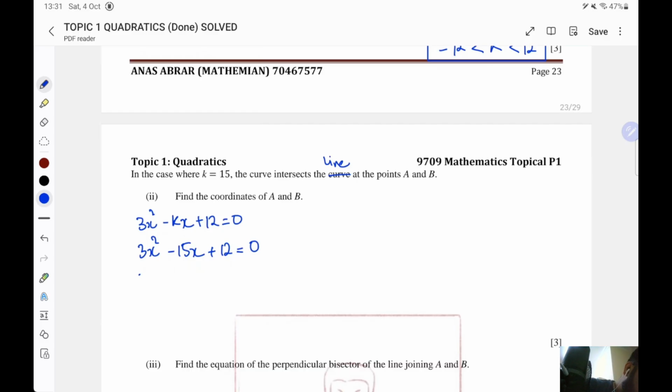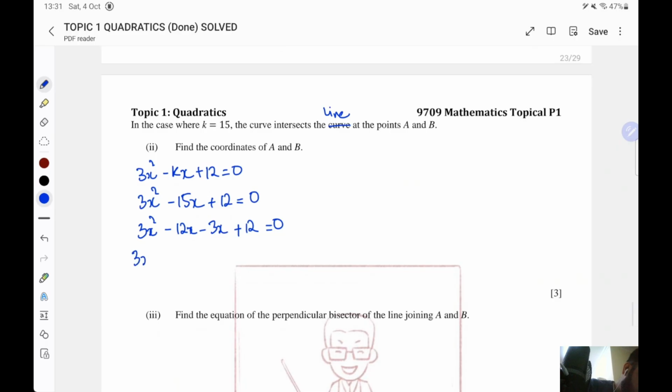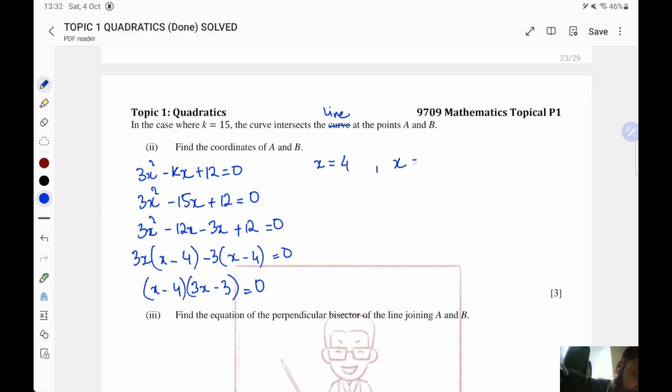So it will be 3x squared minus 12x minus 3x plus 12 equals 0. So 3x is common: x minus 4, then minus 3 is common: x minus 4. So the two brackets will be (x minus 4) and (3x minus 3), equal to 0. So one value of x is 4 and the other value of x is 1. One of these x coordinates is for A, the other is for B.